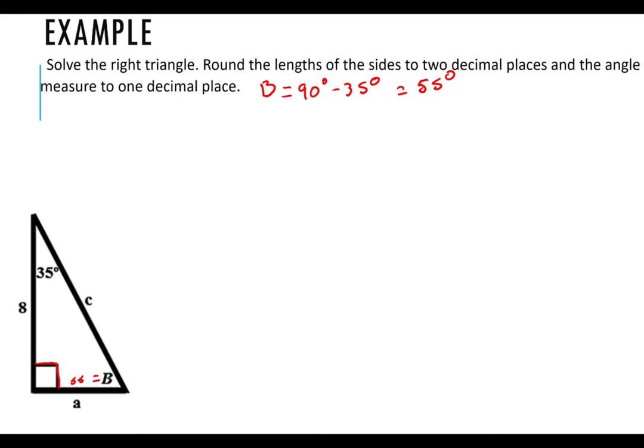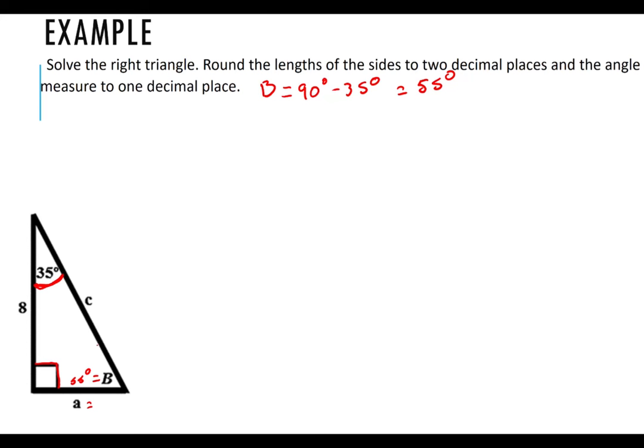B is 55 degrees. Well, then I need to find the side length A and the side length C. Well, I remember that for my A, we just need to pick one of these angles. Personally, I'm going to choose to work with 35 degrees because it's the given.